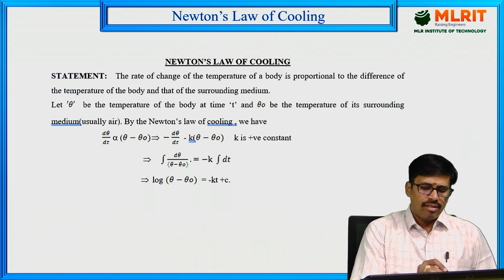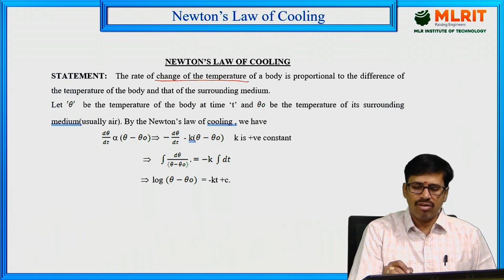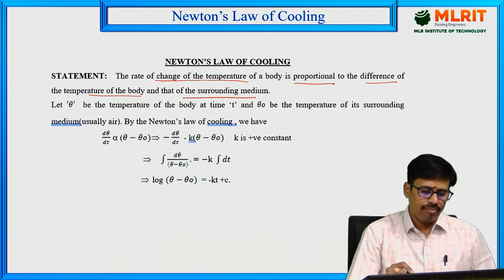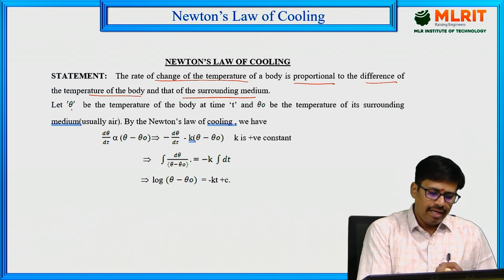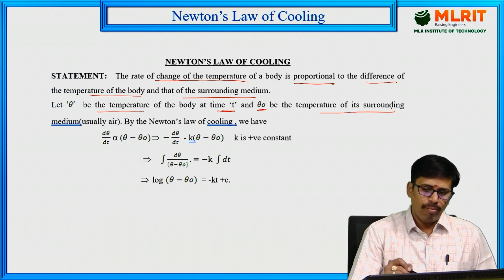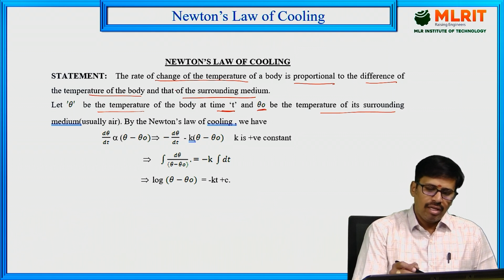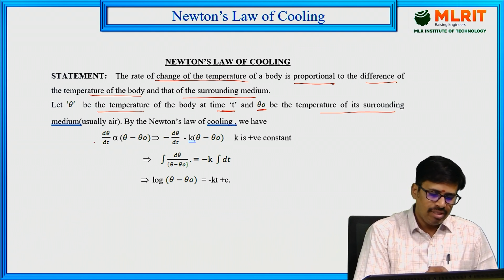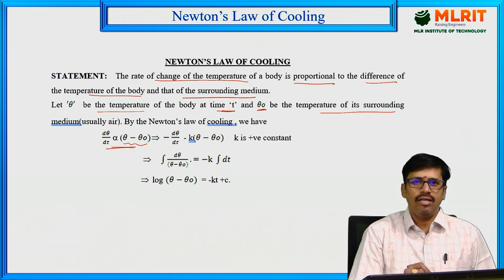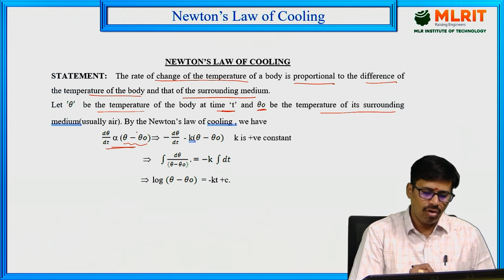It says that the rate of change of temperature of the body is proportional to the difference between the temperature of the body and the surrounding medium, that is room temperature. So let us see this. Let theta be the temperature of the body at any time t and theta naught be the temperature of the surroundings. So by Newton's law of cooling, the rate of change of temperature, rate of change means d by dt of theta, that is d theta by dt, is proportional to the difference between the temperature of the body and the surrounding medium, that is theta minus theta naught.